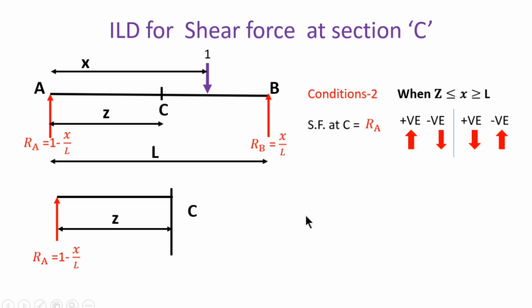and we know RA is equal to 1 minus x by L. So now the next step is to put the limits Z and L. So here, when x is equal to Z, when the load is between C to B, shear force at C is equal to 1 minus, here instead of x put x is equal to Z. So here it is Z by L.